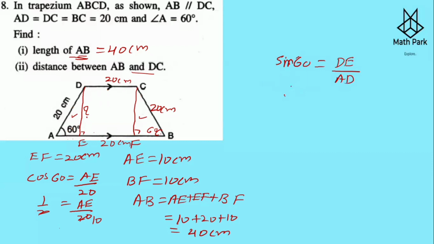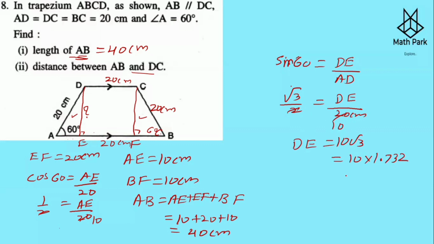So sine 60 is root 3 by 2 is equal to DE, which we have to calculate, upon AD, which is 20 centimeter. So 2 ones and 2 tens are, this 10 goes here. You get DE is equal to 10 root 3. Put the value of root 3 as 1.732. So we get 17.32 centimeter is the distance between AB and DC, the perpendicular distance.